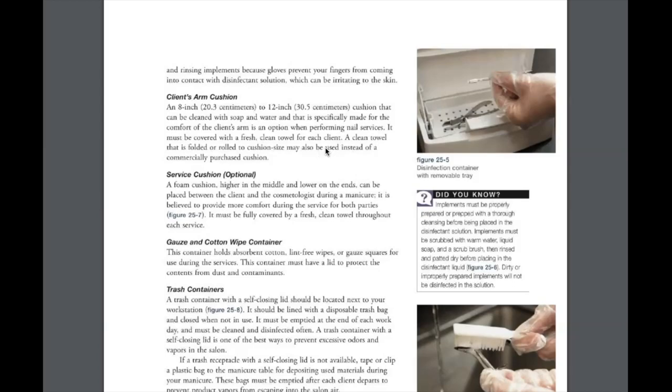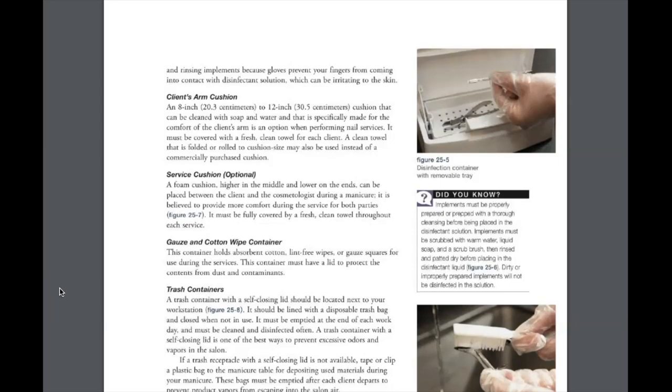As long as you put a clean towel over the cushion and you remove it once you're done and put another clean towel, and then you just disinfect it at the end of the day. Your service cushion, which is optional, is a foam cushion higher in the middle and lower on the ends, and can be placed between the client and the cosmetologist during a manicure. It is believed to provide more comfort during the service for both parties. And it must be fully covered by a fresh clean towel throughout each service.